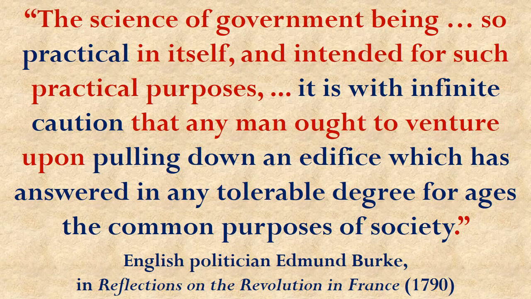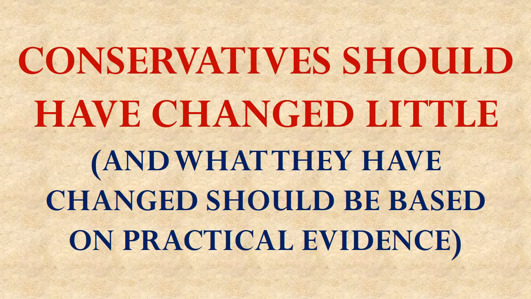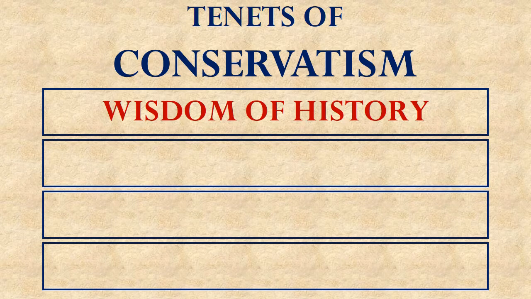So with that in mind, we would expect that modern conservatism would be a great deal like classical conservatism, or the conservatism of Edmund Burke's time. It shouldn't have changed that much. And what it has done to change should be based upon practical results that have been observed in reality over the last couple hundred years. And in fact, that is what happened with modern conservatism.